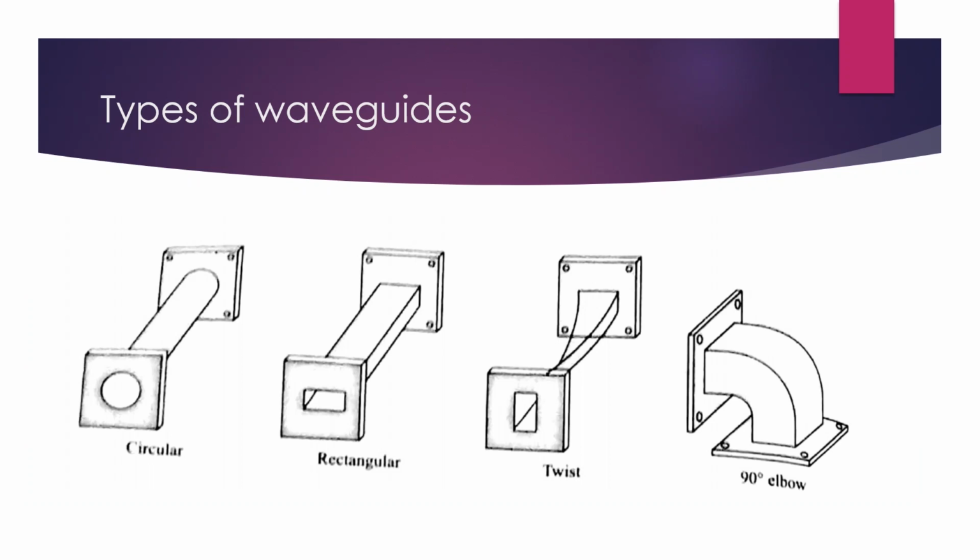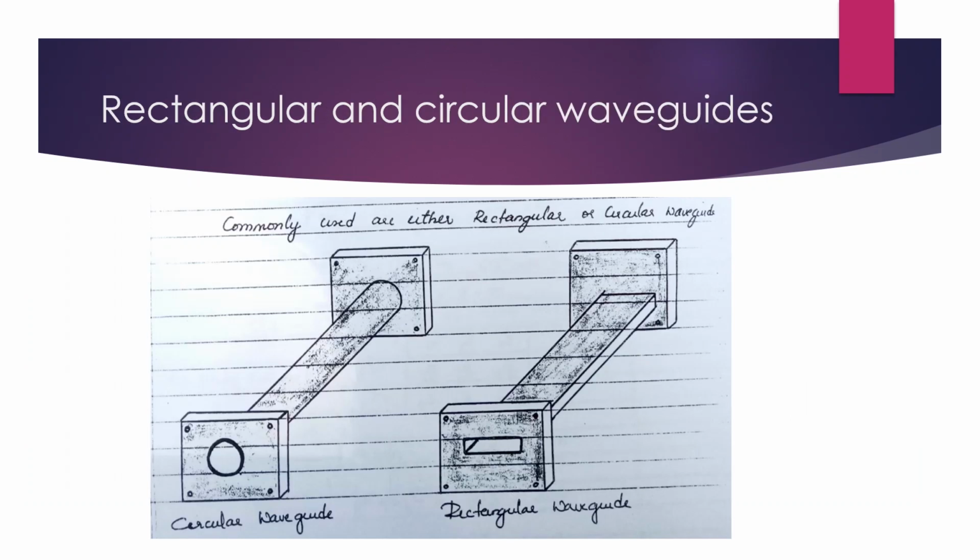These are the different types of waveguides: rectangular, circular, twisted, 90-degree elbow, etc. And the commonly used waveguides are rectangular and circular waveguides, and in our subject we will be discussing rectangular waveguides. So you can see this figure. It's a hollow rectangular waveguide, and the signal or the wave will be passing through this waveguide. So you can assume the shape like a rectangle.